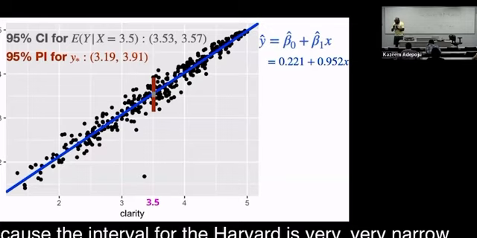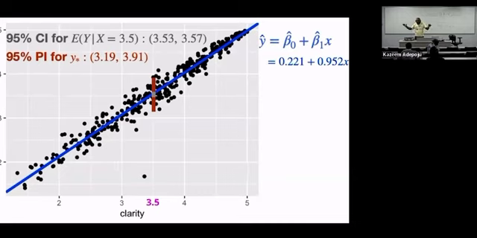Narrow because the standard error associated with that is very small. When the standard error is small, the margin of error will be smaller. When the margin of error is small, then the interval is going to be narrow. So what makes an interval wider is when the standard error is large. Does that make sense to everyone now?